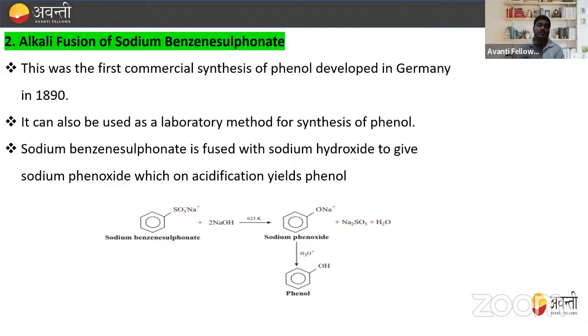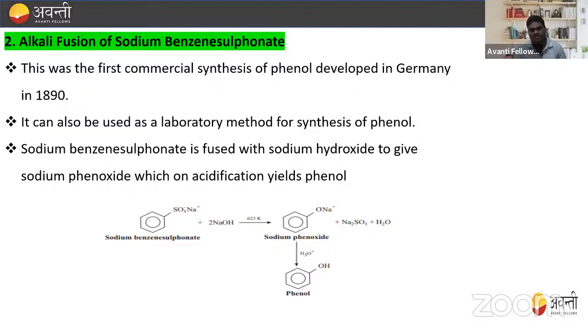So this one is also very important. That is the alkali fusion of sodium benzene sulfonate. This was the first commercial synthesis of phenol, developed in Germany in 1819. It can also be used as a laboratory method for the synthesis of phenol. Sodium benzene sulfonate is fused with sodium hydroxide to give sodium phenoxide, which on acidification gives phenol.